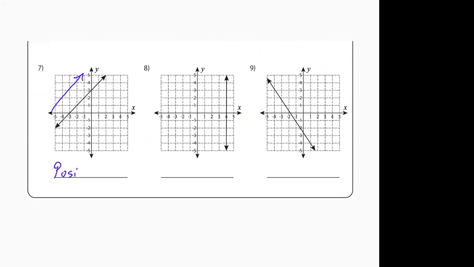Then I'm going to do number 9. See how that one slanted this way to the left? So it's going to be a negative slope. And on number 8, it looks to be a vertical line. And since it's a vertical line, there is no slope.